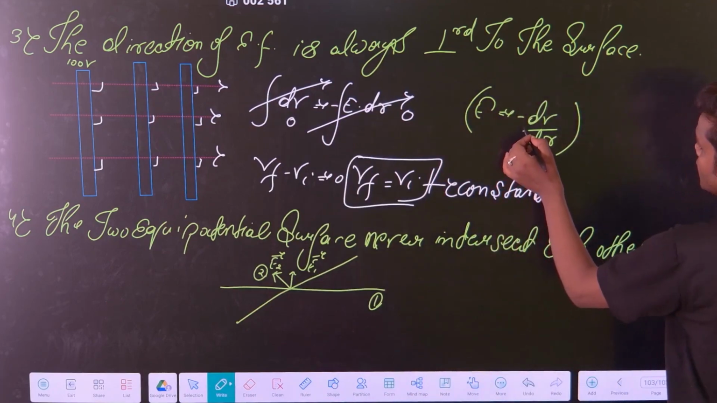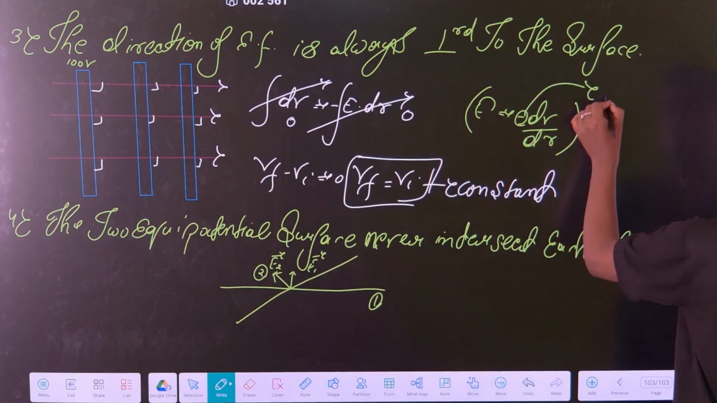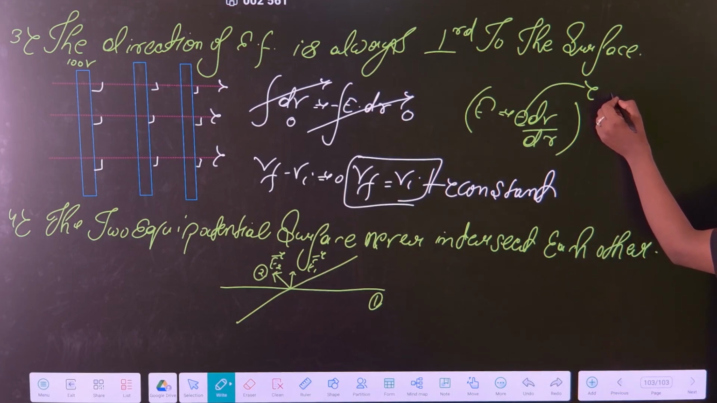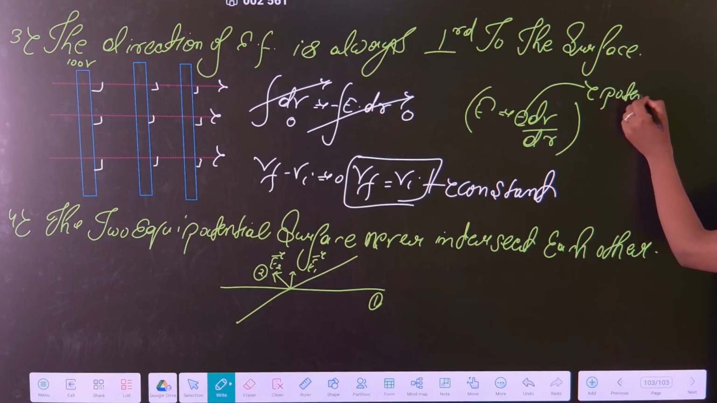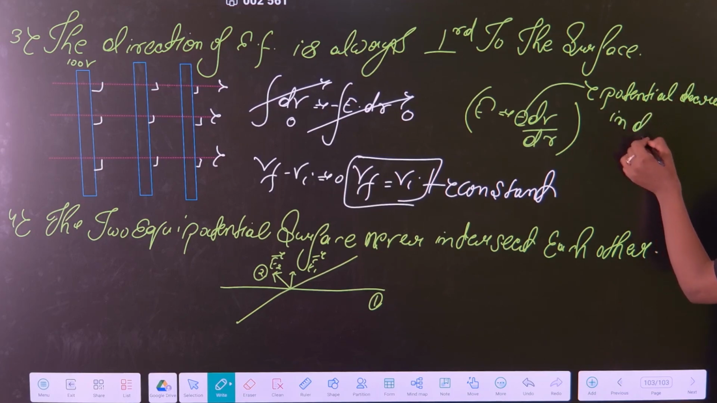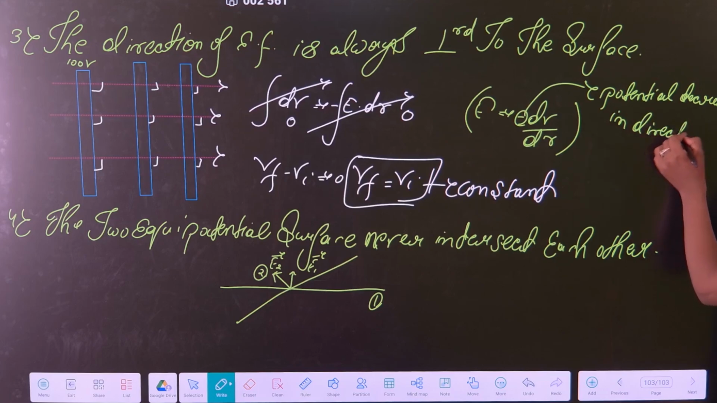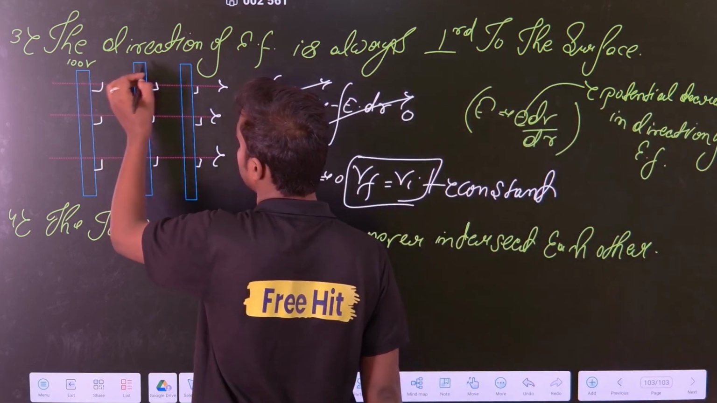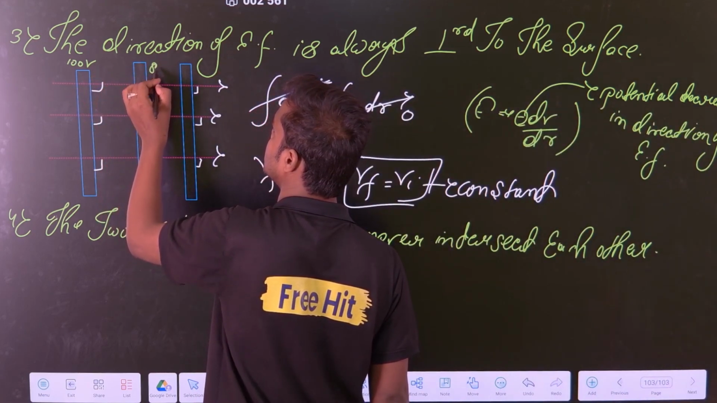This minus sign indicates a very crucial point: potential decreases in the direction of the electric field, correct? So if it is 100, then it will be less than 100 only, that is 80 volt.